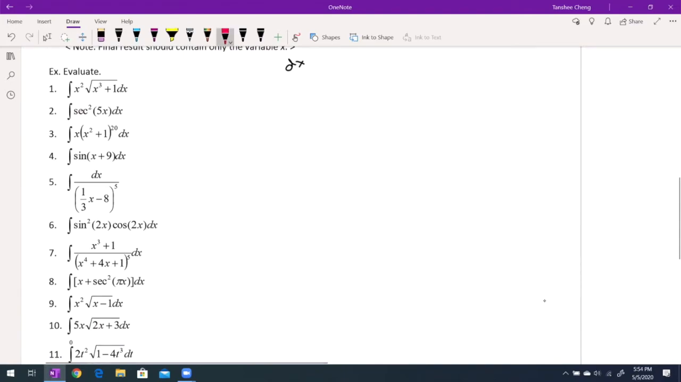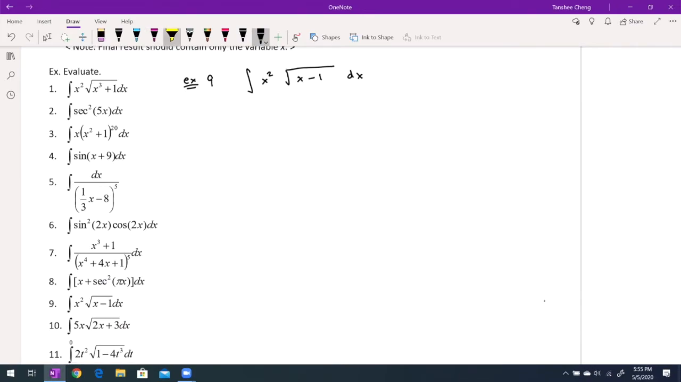Okay, let's do number 9. This is the kind of problem I need to know and practice: the integral of x squared times the square root of x minus 1 dx. There is some manipulation of the integrand that will allow us to work with it.